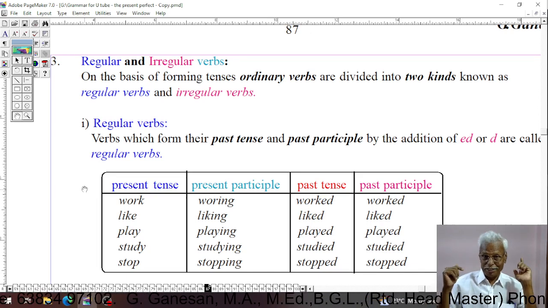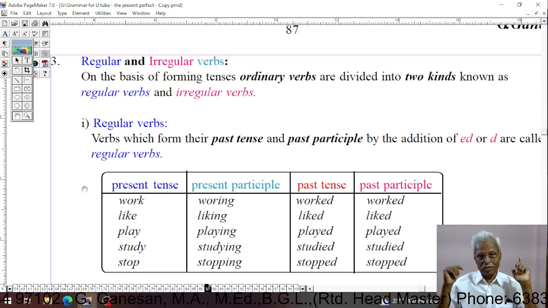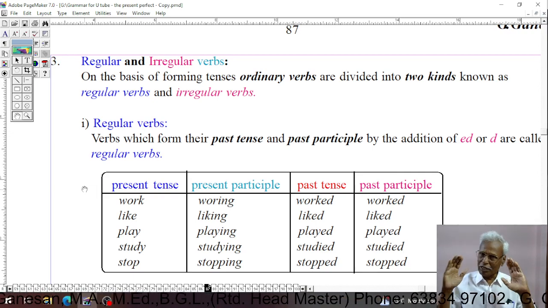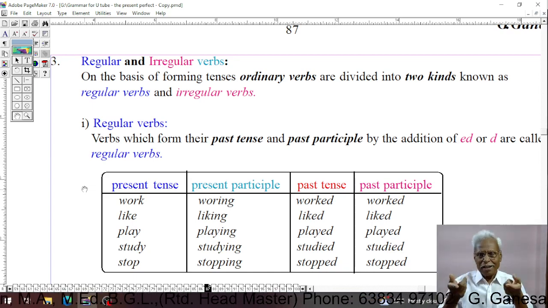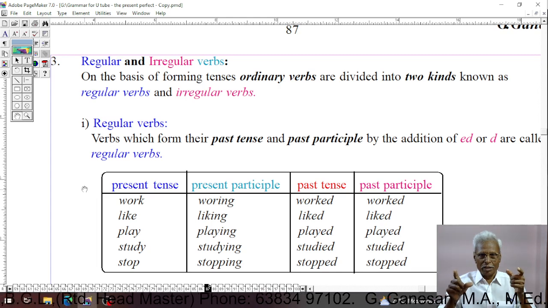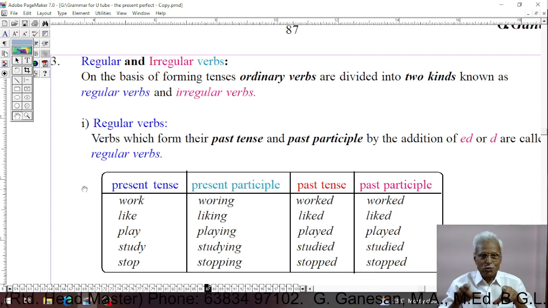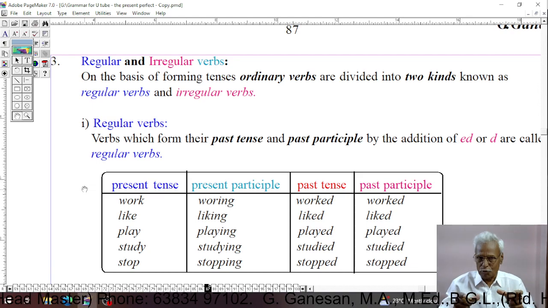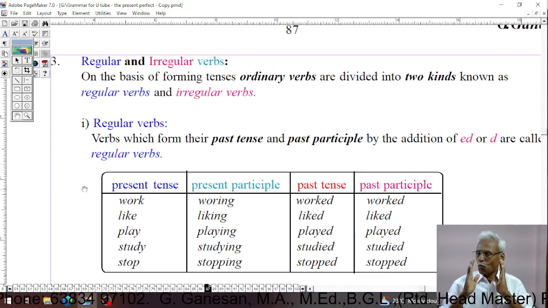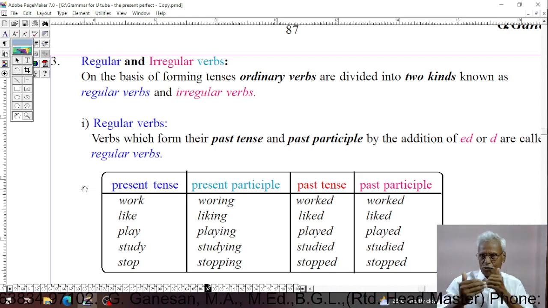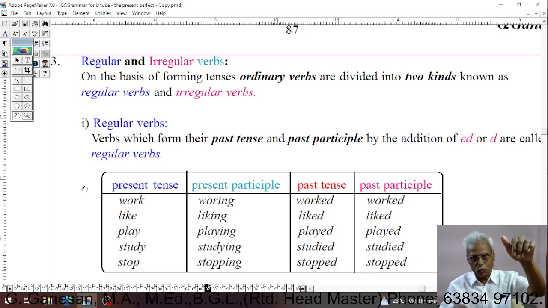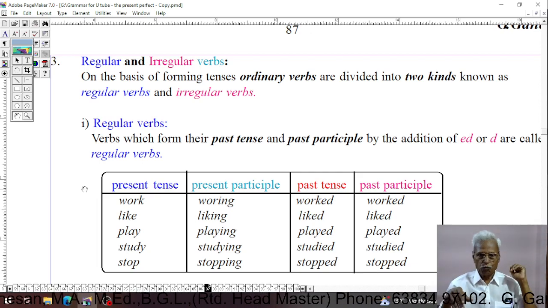These things I have already taught you, regarding regular verbs and irregular verbs. Yet, as here we are talking about tenses and verbs, I have to talk about regular and irregular verbs here also. On the basis of forming past tense and past participle, verbs are divided into two classes known as regular and irregular verbs.